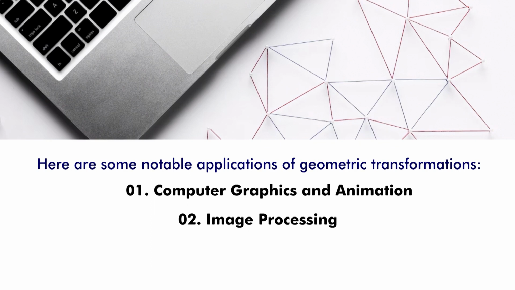Image processing. In image processing, geometric transformations are employed for tasks like image resizing, cropping, rotation and warping. These transformations are vital for enhancing image quality, correcting distortions and aligning images for further analysis.